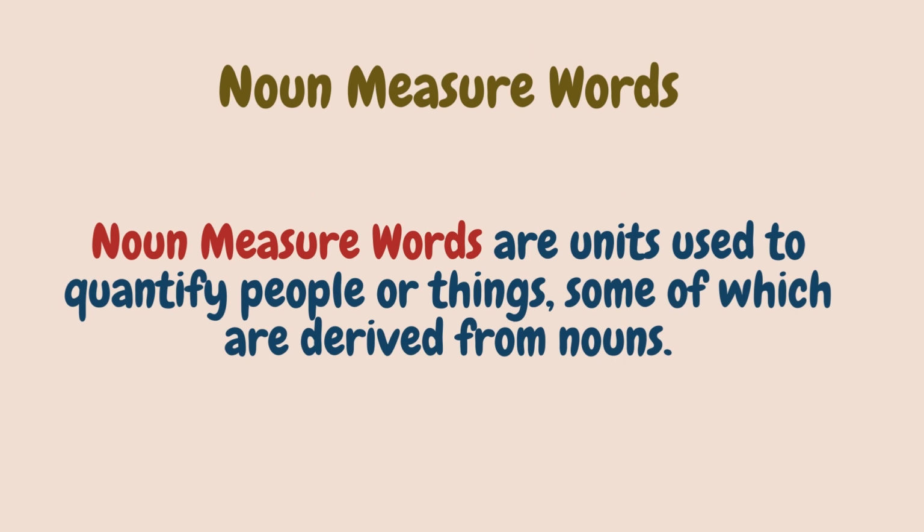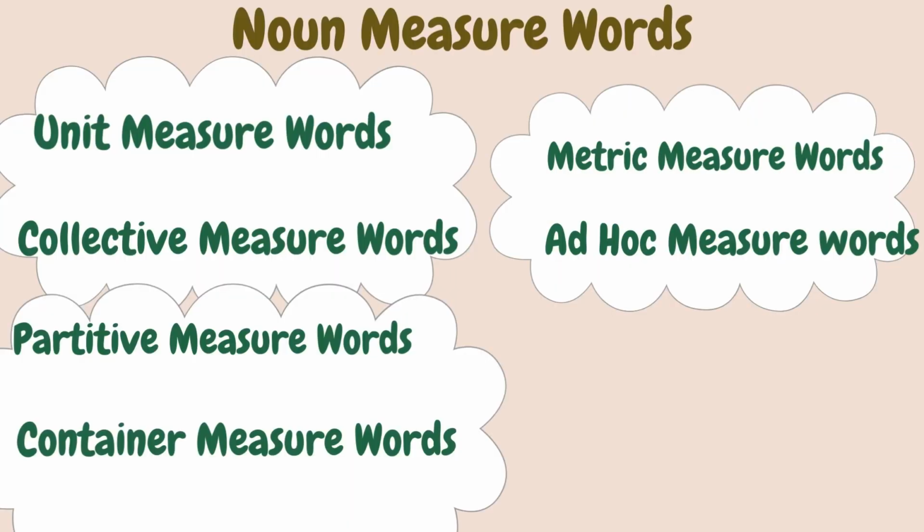Noun measure words are units used to quantify people or things, some of which are derived from nouns. In the last video, which talked about reduplication of nouns and measure words, I mentioned that in this video I would talk about 4 types of noun measure words. But due to limitations in length and time, I will only discuss the first 2 in this video, which are unit measure words and collective measure words.